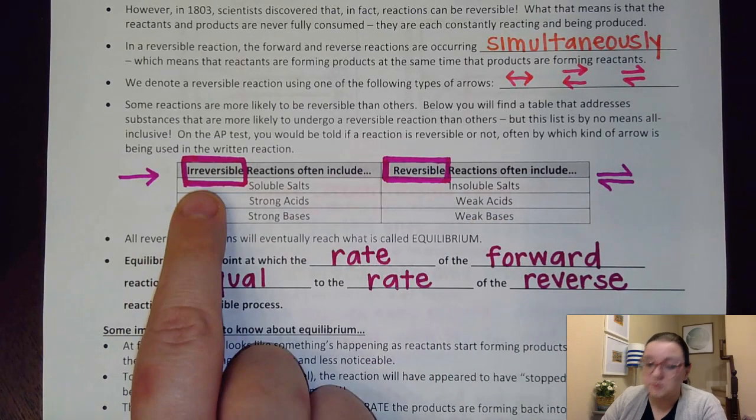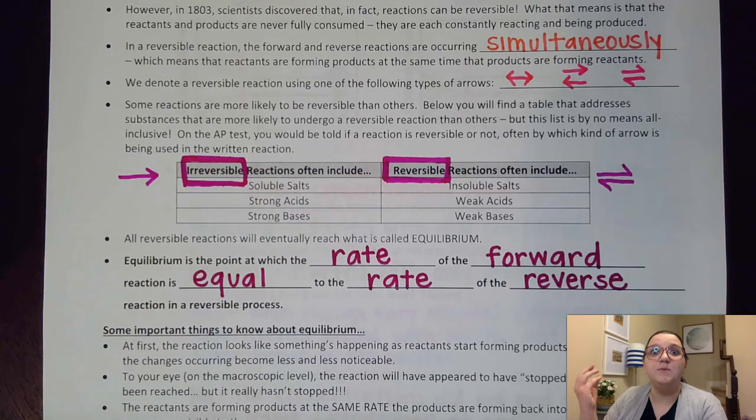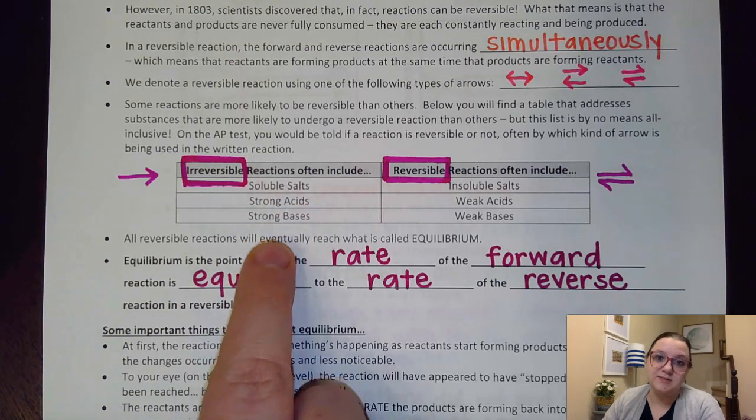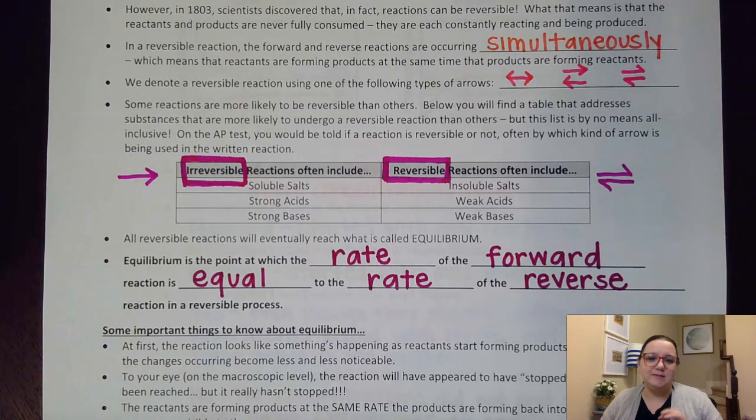However, irreversible reactions, ones that tend to be only in one direction or mainly in one direction, are soluble salts, strong acids, and strong bases. Now, this is by no means an all-inclusive list. There are some things that may fit this list and some that don't, but this gives you a general idea of what things are typically reversible processes versus ones that are not.